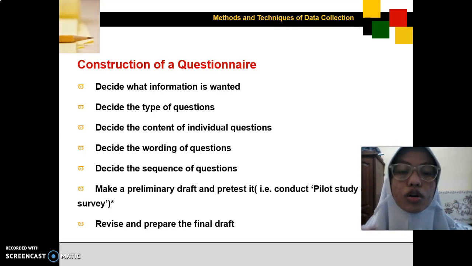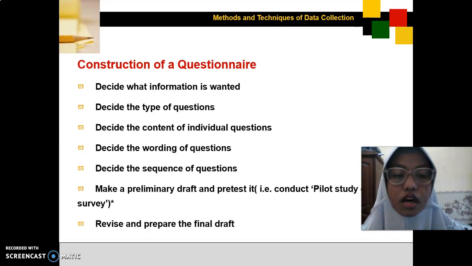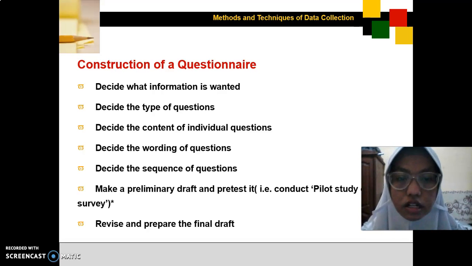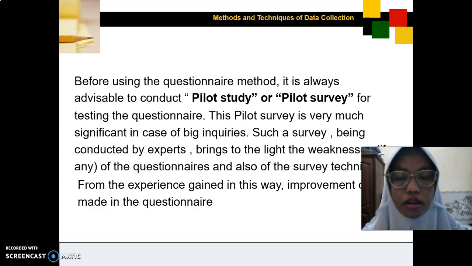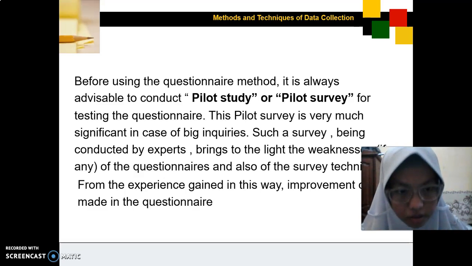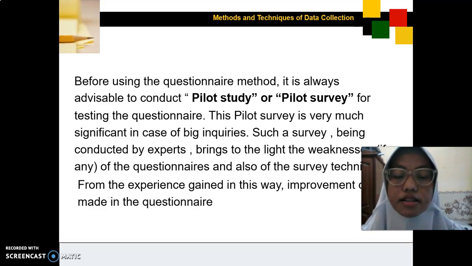These must be in your questionnaire, because these are the construction steps of a questionnaire. So before using the questionnaire method, it's always advisable to conduct a pilot study or pilot survey, for example, for testing the questionnaire.